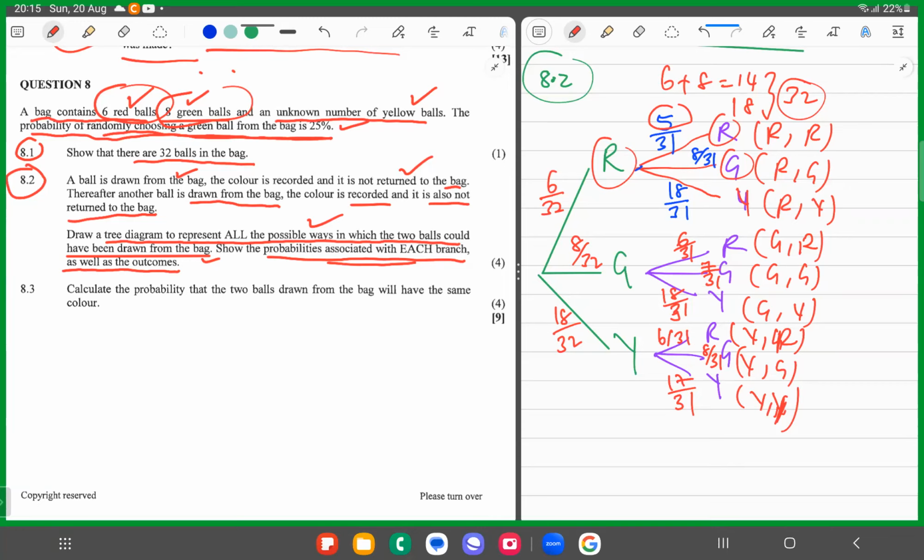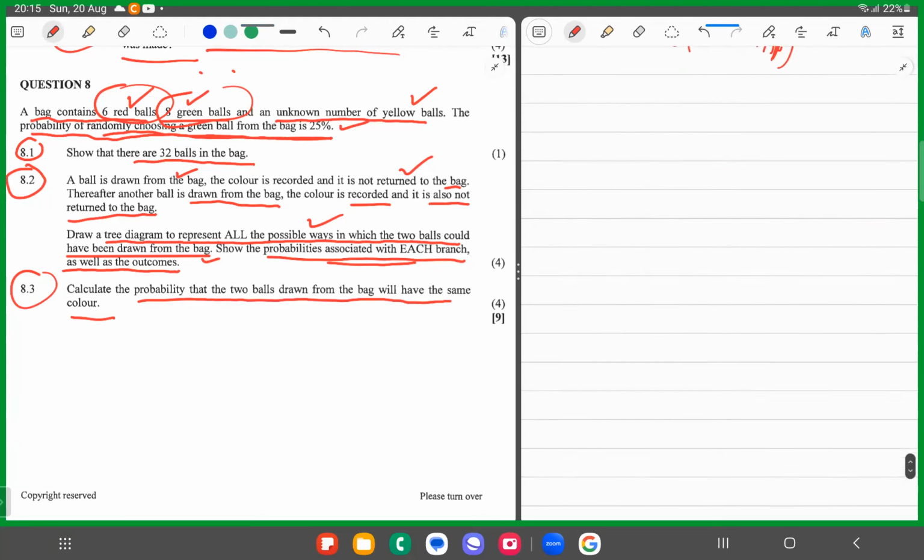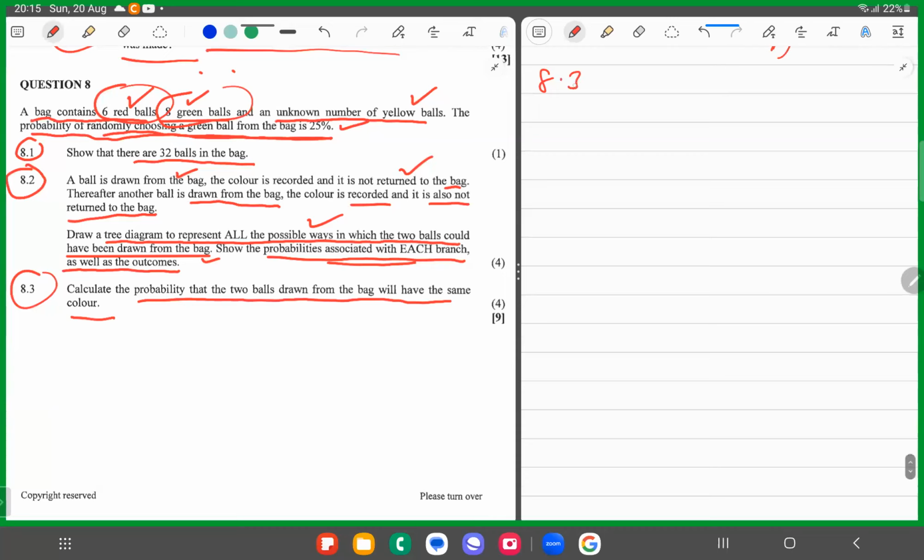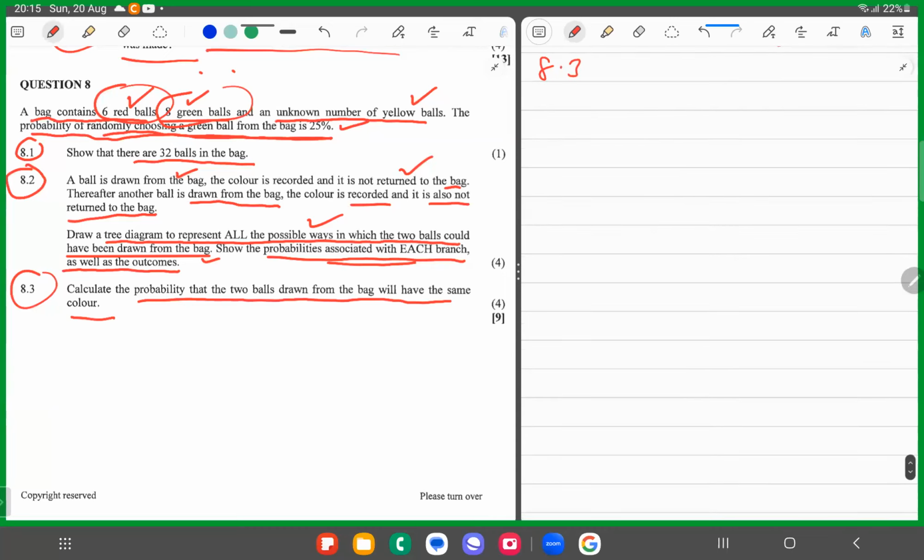Now, that is 8.2 we're dealing with. In 8.3, calculate the probability that the two balls drawn from the bag will have the same color. So we look at 8.3 now. That would mean the probability of the balls having the same color will be the probability of green, green, or the probability of drawing red, red, or, so you add when you say or, the probability of drawing yellow, then yellow.